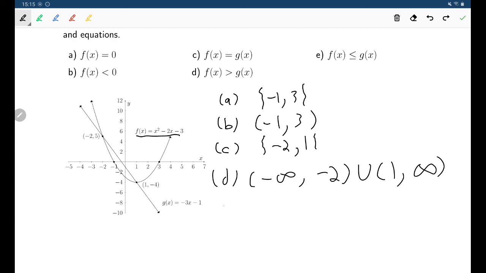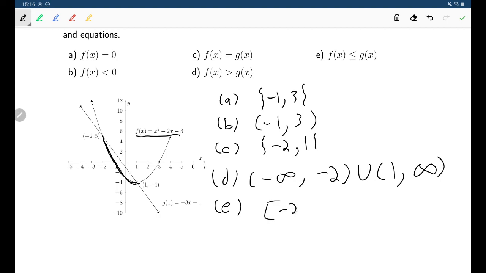And then finally, for part E, we're looking for where is f of x less than or equal to g of x. So where is our parabola at this straight line or below it? If we're looking at that, we are at the straight line or below the straight line in that little region there. That's where our parabola is either at or below the straight line, and that would be all of the values between negative 2 and 1.